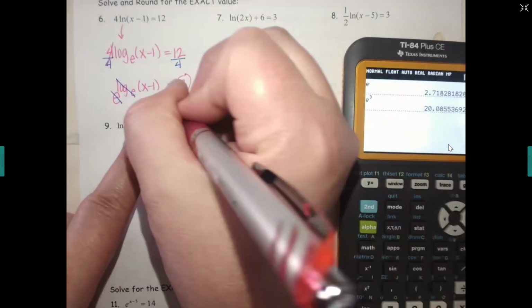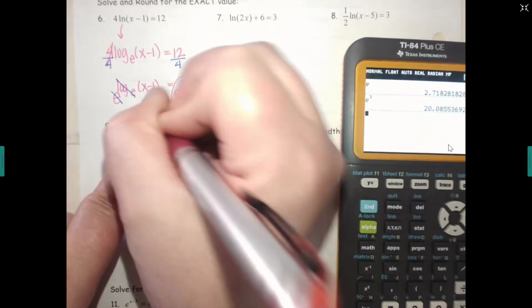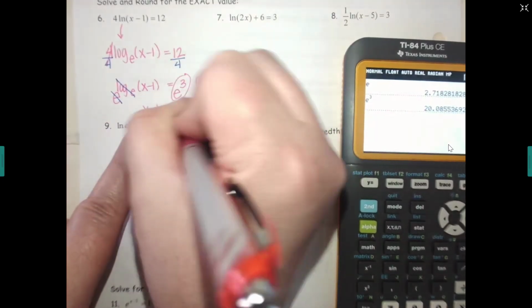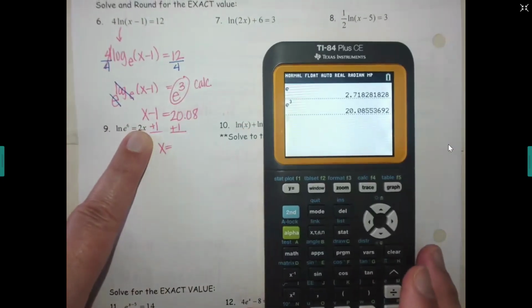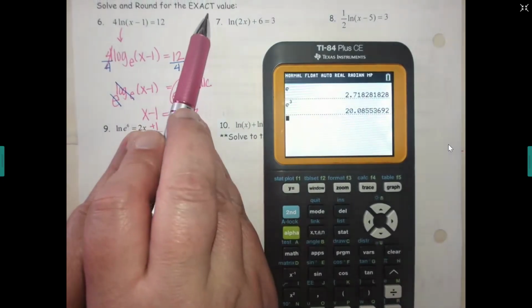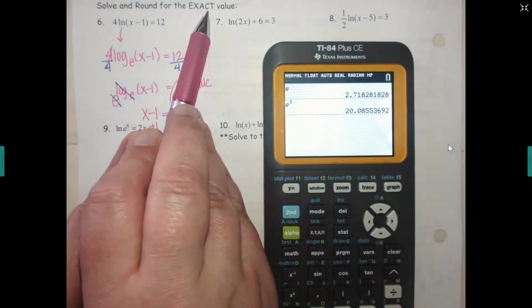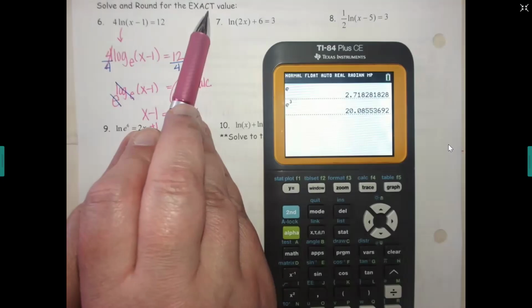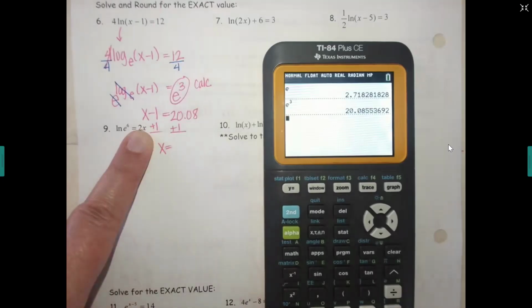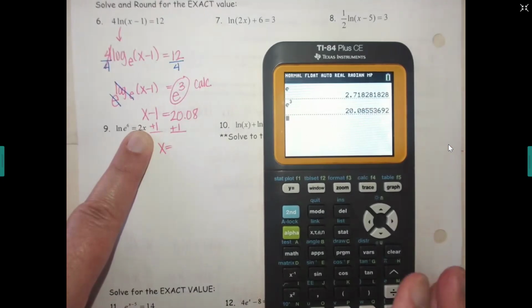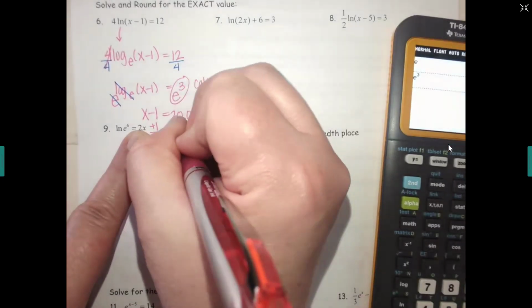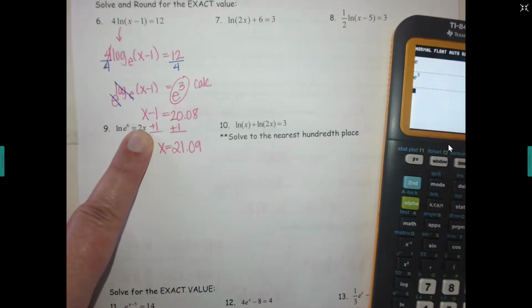So I got 20.08 plus 1 gives me x equals. Now, I was a little bit lazy. Oh, wait, hold on. It says exact value. So if it says exact value on your homework, I think on the homework it's rounded. So let's just do hundredths place and then we'll check. But what would 08 round to if it's followed by a 5? 9. 09. Very good. So it'd be 21.09. Okay.